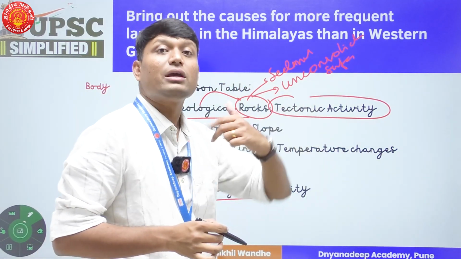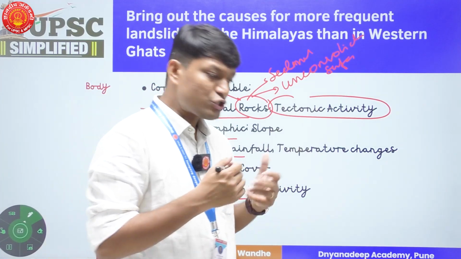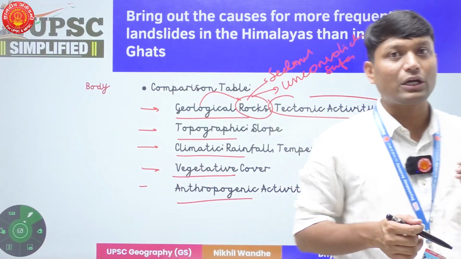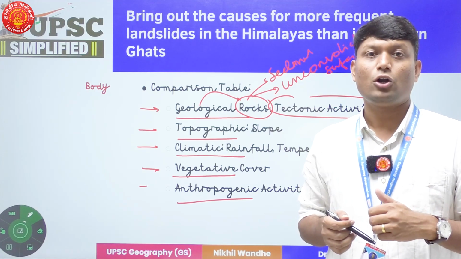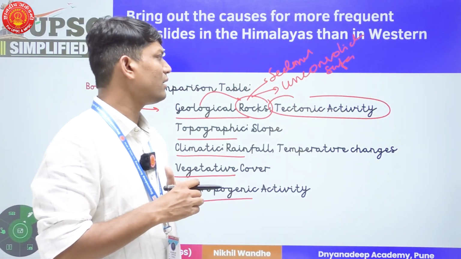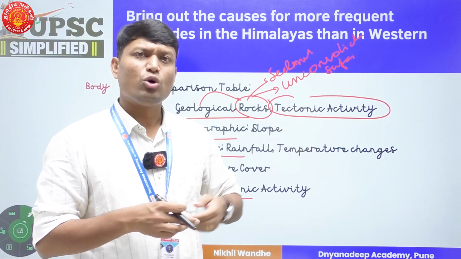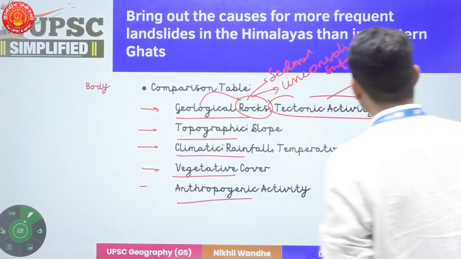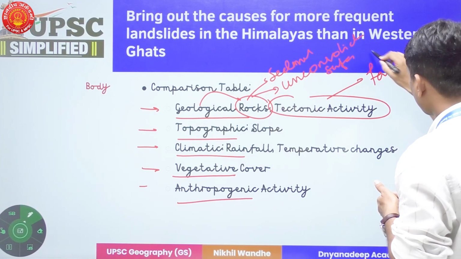The next difference is tectonic activity. In the regions of Himalaya, there is a high level of tectonic activity. A lot of earthquakes take place because plates are rubbing against each other in that part. You also have a lot of fault zones, active fault zones.